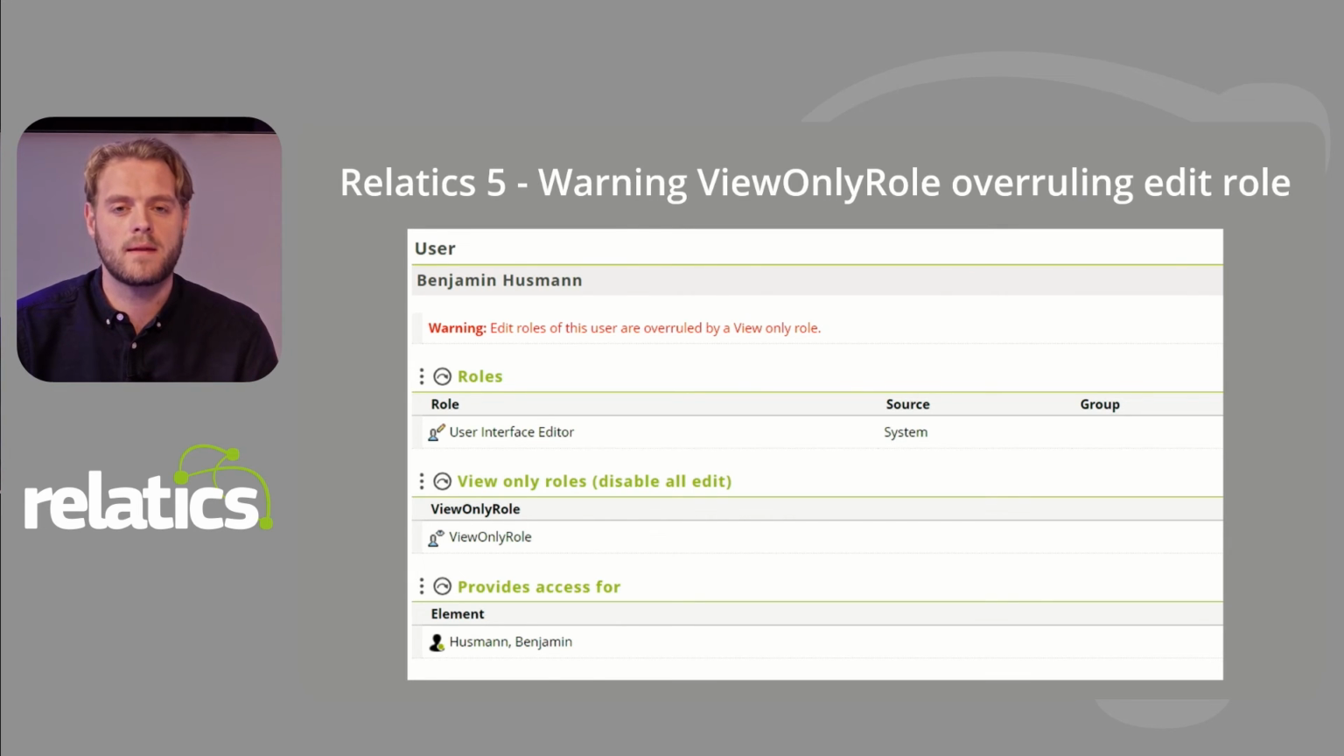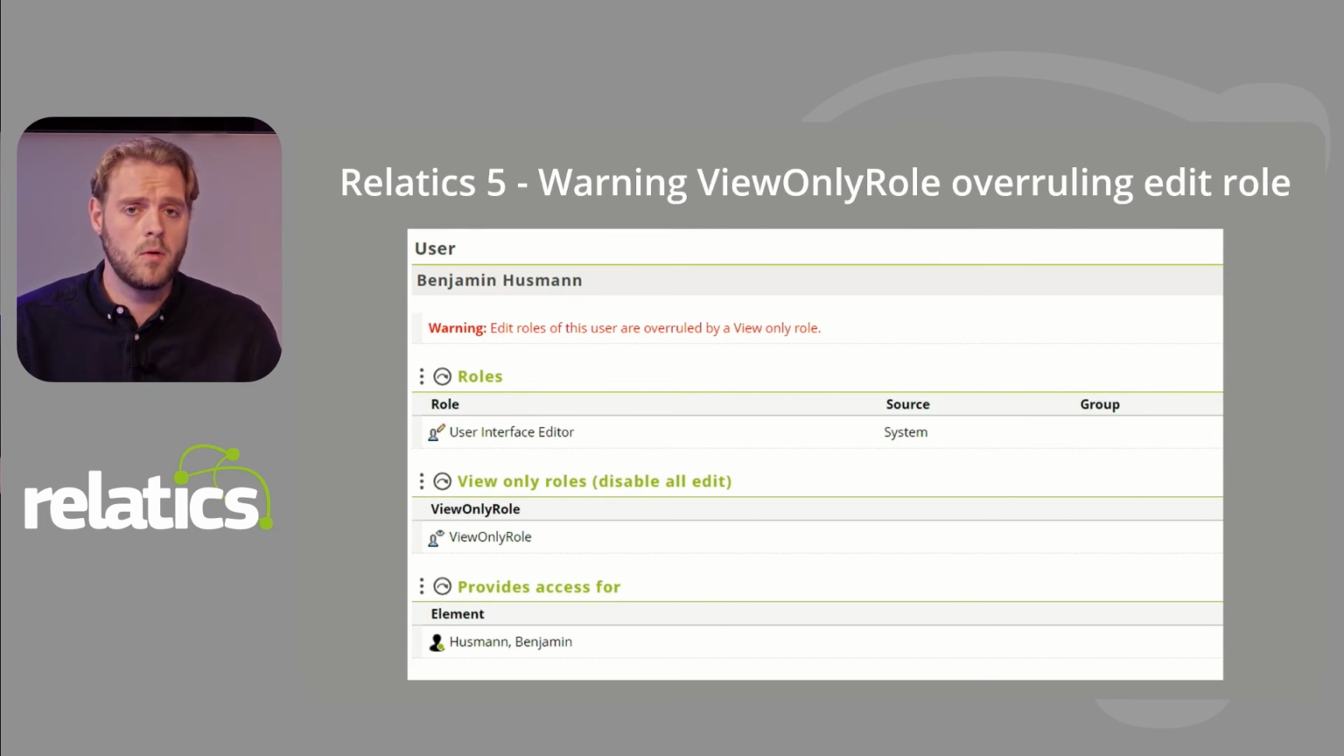A warning was added to the roles and rights in Relatics 5. Normally, you would have your project roles, which are selected for people in the project, so they can, for example, edit certain elements. Let's say somebody is a requirement manager, you have your project role requirement manager, which allows you to edit requirement. But you could also have the possibility of a selected view-only role, and this view-only role only allows you to view data.